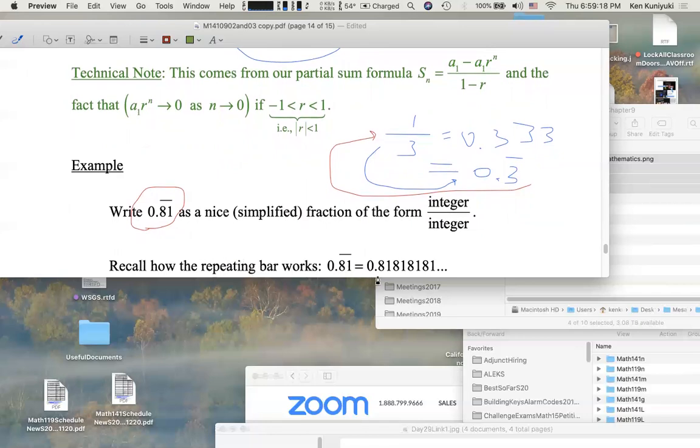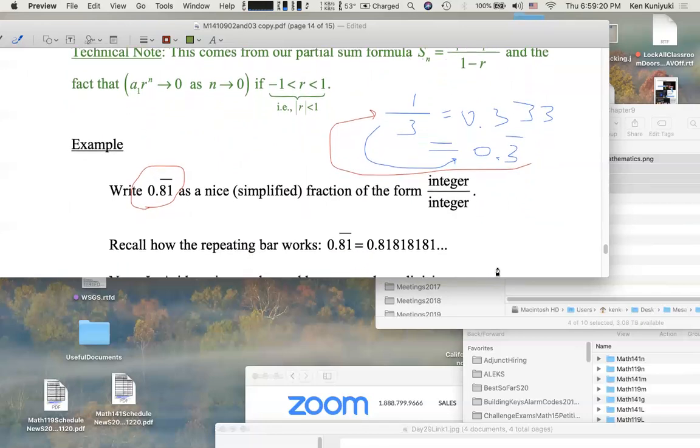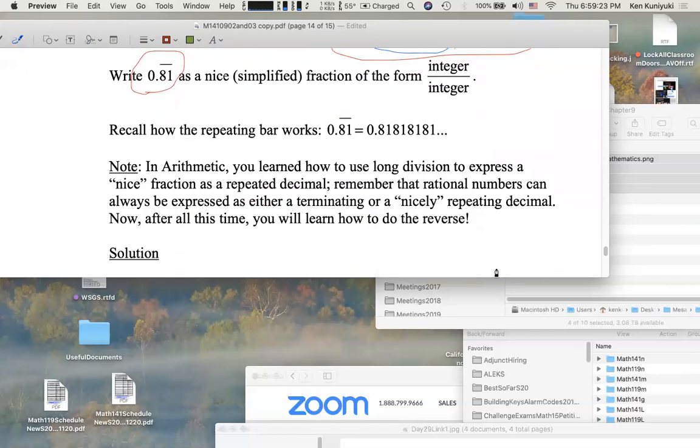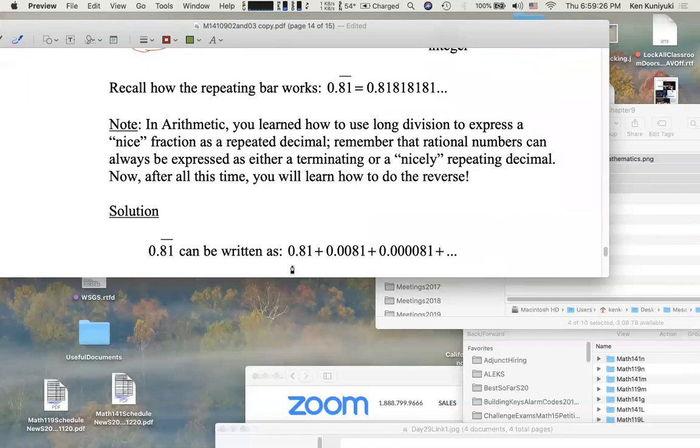This is 0.81818181 and so on. You can think of it as 0.81 plus 0.0081. Line these up. Plus 0.000081. These do line up. 0.81 plus 0.0081 plus 0.00081 and so forth. I guarantee you this geometric series has a sum, and the sum is this number.